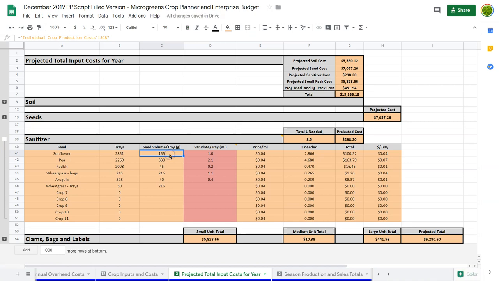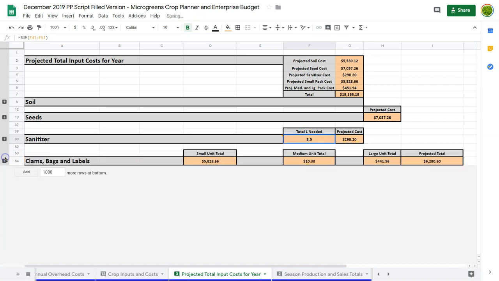For sanitizer, here what I've done is draw from our sanitizer calculator that comes later, but we have our same number here, the volume of seed we're using. We need 1 milliliter of sanitizer per tray, but we're doing multiple trays. So we're doing it at 4 cents per milliliter. We need 2.866 liters of sanitizer over the course of a season, and this gets diluted. So that's going to cost us $100 for sunflower alone. This much for pea, this much for radish. So it breaks it all down there. We're looking at about $300 for the season, about 8.5 liters.